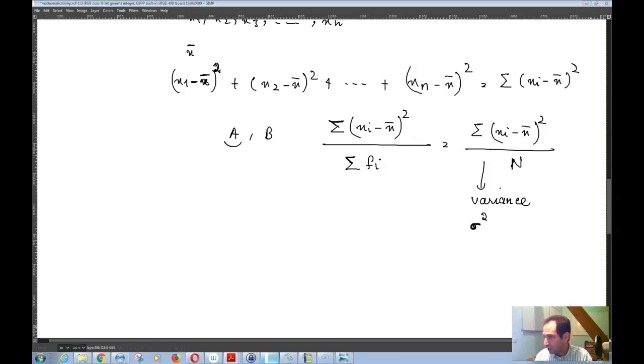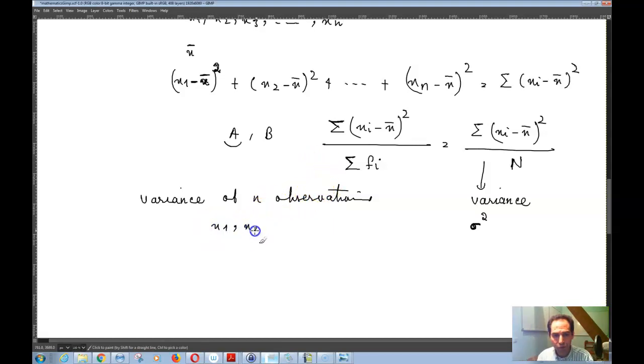So, and then we said that the variance of n observations x1, comma x2, comma x3, all the way to x of n, is given by sigma squared is equal to 1 over n times sigma of x of I minus x bar whole squared. That was basically the variance.